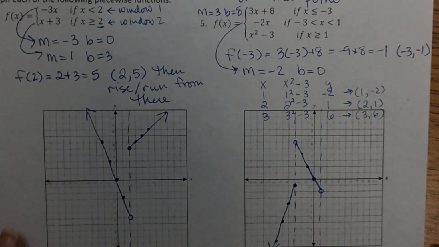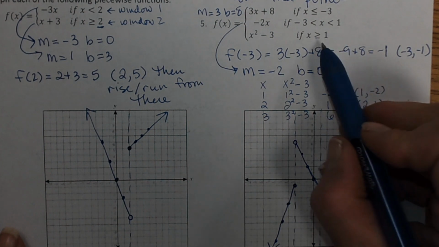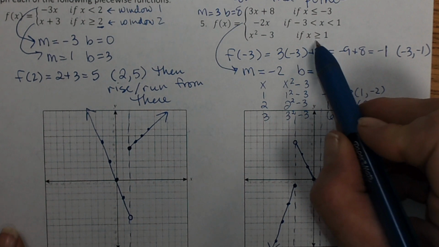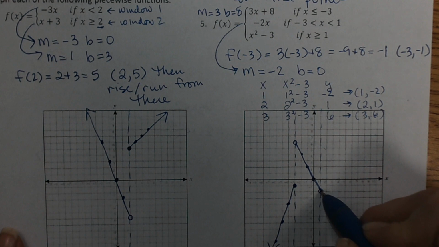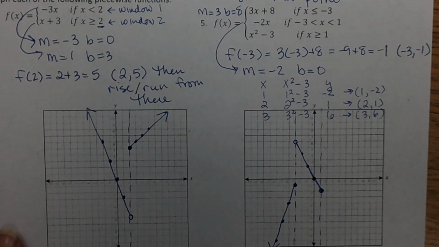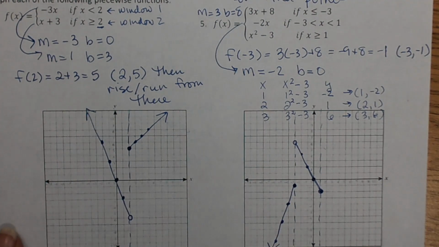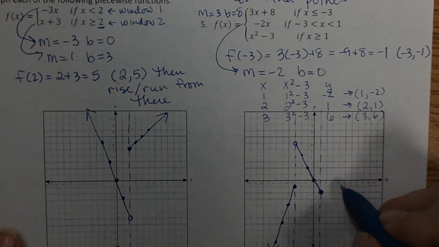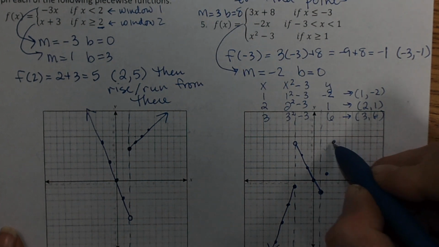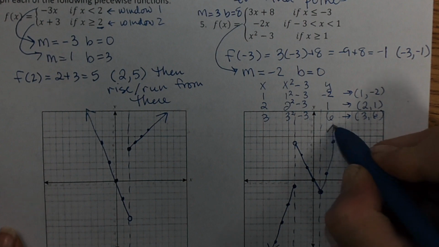All right, so now I'm just going to go plot those points. Now this one, when I plot that 1 point, it's a closed point because it's actually equal there. So when I go to 1, -2, now this is going to close the open point from the other graph, but that's okay. So I'm going to close that point, but then I just keep on plotting. 2, 1, and 3, 6. And then connect them.